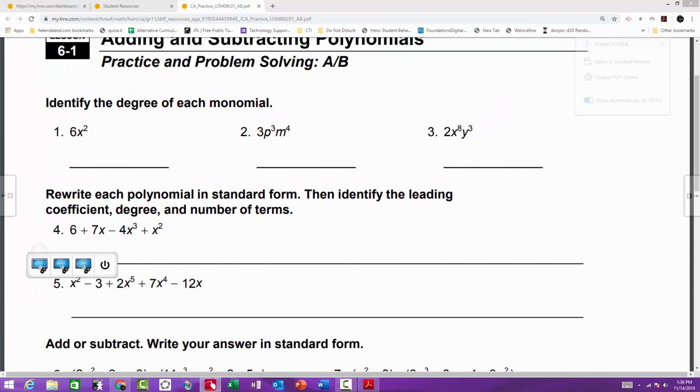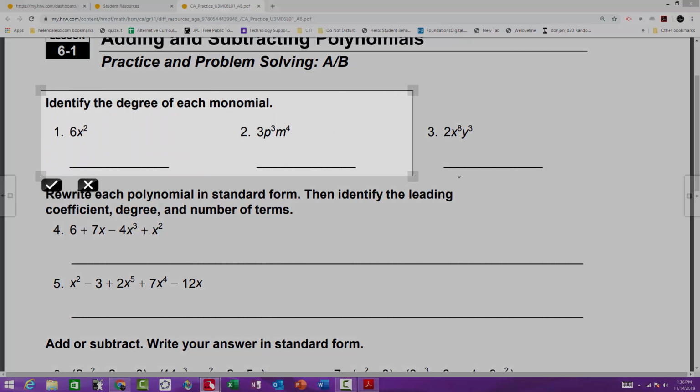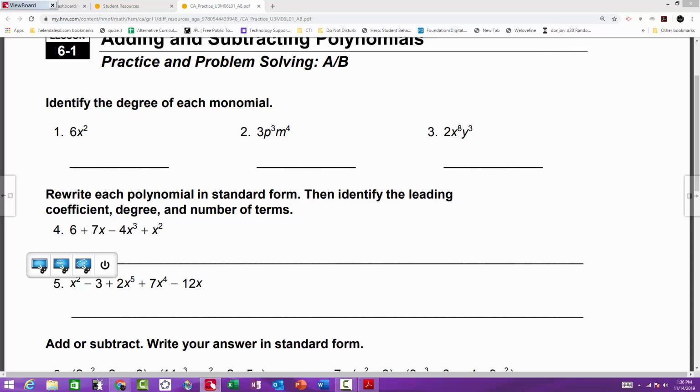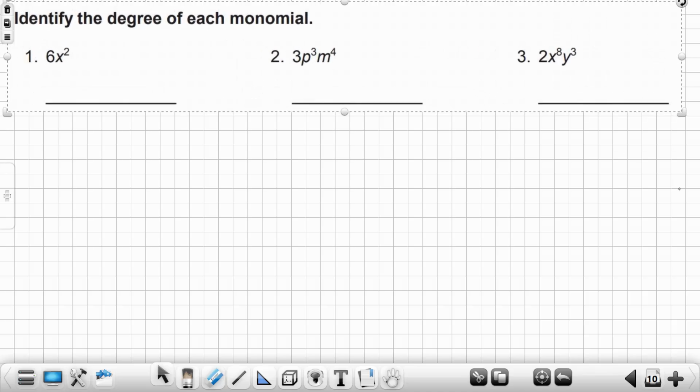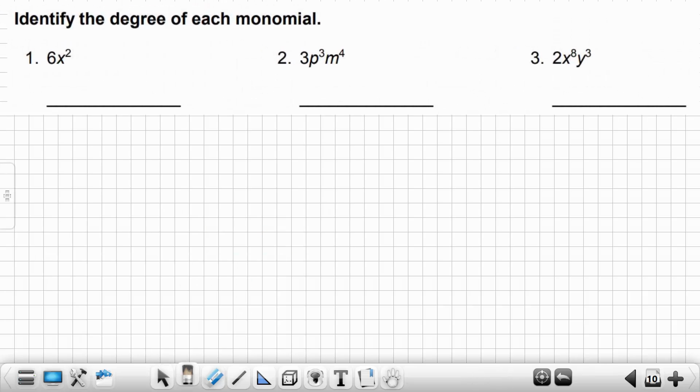All right. So we'll learn the rules really quick. They're super easy. The degree of a monomial. The degree of a monomial is the sum of its exponents. 2. 7, somebody said. 11. All right, we're done with 1, 2, and 3.